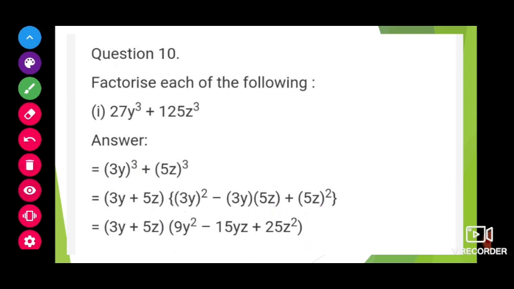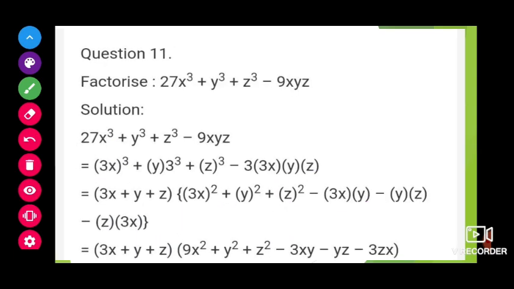Next, 27x cube plus y cube plus z cube minus 9xyz. Here do you remember any formula, children? At the starting I explained. What is that formula? x cube plus y cube plus z cube minus 3xyz is equal to x plus y plus z into x square plus y square plus z square minus xy minus yz minus zx. Whenever I explained, that was the eighth identity.